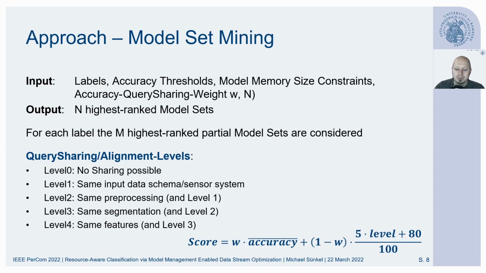Level 1 means that the two models work on the same input data or sensor systems. Level 2 means that they have the same pre-processing. Level 3 means that they're using the same segmentation method, and level 4 means that they are using the same feature set. Also, those levels build upon each other. That means that level 4 can only be achieved when also level 3 is fulfilled, and so on.